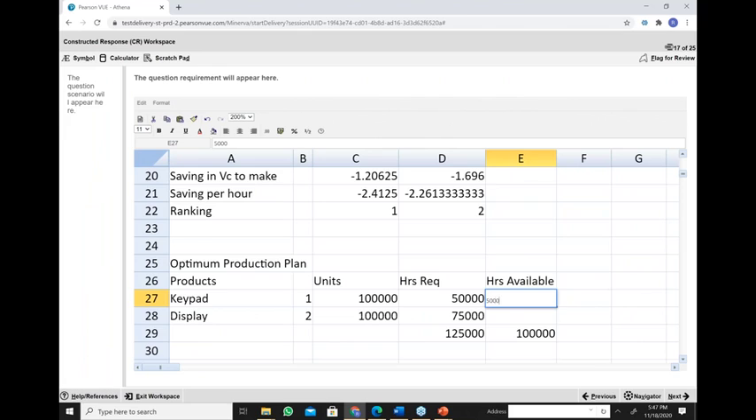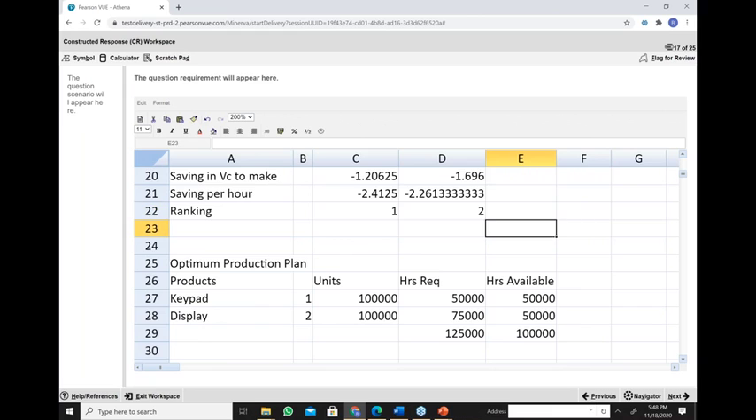So first 50,000 will be given to keypad. So how much we are left with, guys? 50,000. Okay. So the next 50,000 will be given to display screen. I've done ranking on the basis of saving per hour. If you give 1 hour to keypad, in that 1 hour, you will get 2.4 saving on making keypad in-house. Whereas for display screen, you are getting 2.26 saving per hour. So the more saving per hour means that first you will make keypads because that is giving you more saving per hour. Okay. Sayyida Batul, I think this is clear.